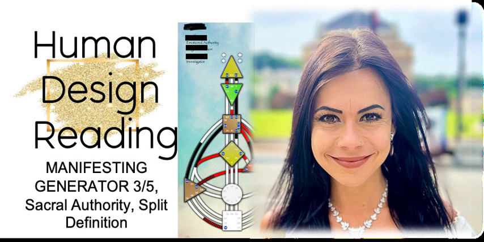So the undefined centers are the ones that are not filled in, and you get access to those by working with different people. And these are called quantum connections. So for example, if you look to the right, you see that white triangle with the 36, 22, 37. That's the solar plexus, and that's emotional. Your emotions are not defined, which means that if you are around anyone who is emotional, every emotion that you feel is not necessarily yours.